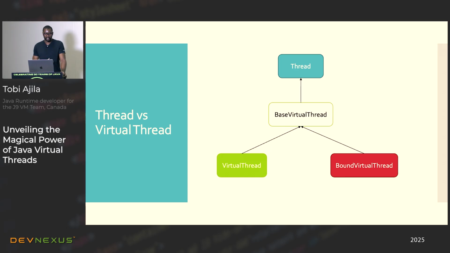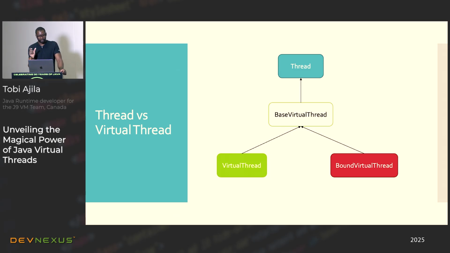So here's the type hierarchy. At the top, we have java.lang.Thread, and java.lang.Thread is what the platform threads are. Beneath that is an abstract class called BaseVirtualThread. What this does is it adds the park and unpark APIs, which are used internally to control how virtual threads are mounted and unmounted off of carrier threads. And then beneath that, you have the VirtualThread type. And then there's a BoundedVirtualThread.